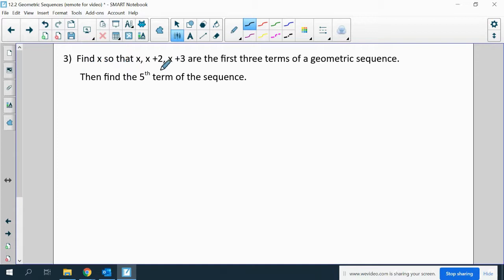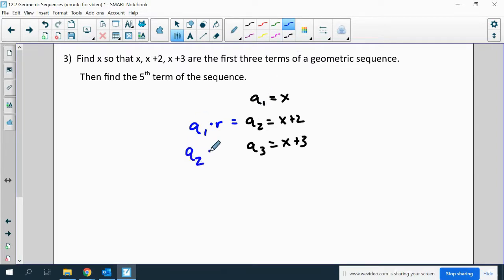Problem 3, find x so that x, x plus 2, and x plus 3 are the first three terms. So a sub 1 equals x, a sub 2 equals x plus 2, and a sub 3 equals x plus 3. So notice that a sub 1 times r is going to get me a sub 2, and a sub 2 times r recursively is going to get me the next term, right? A sub 3.